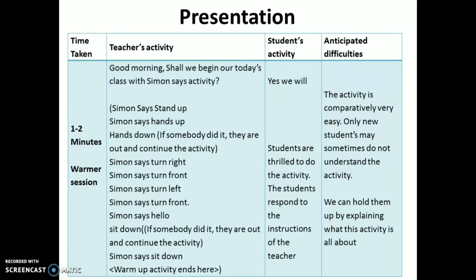Here comes the main part, the most important part of this lesson plan. Here it is divided into 4 columns. Time taken for each activity is given in the first column. Teacher's activity is given in the second column. Student's activity is written in the third column and anticipated difficulties are written in the last column.